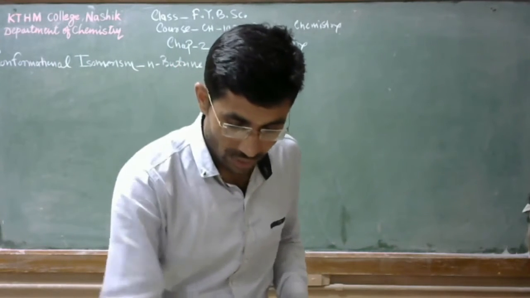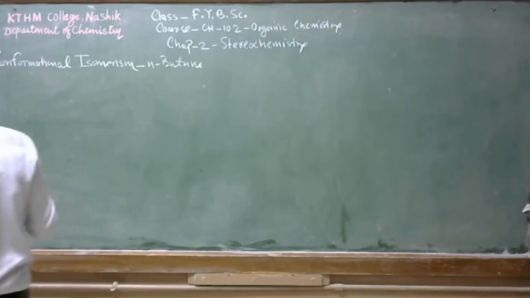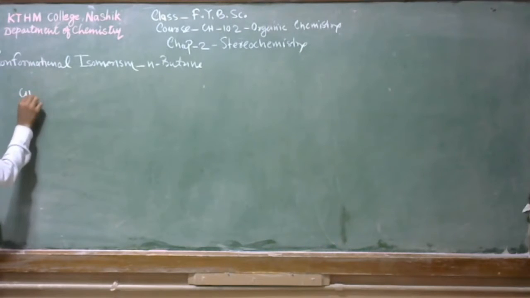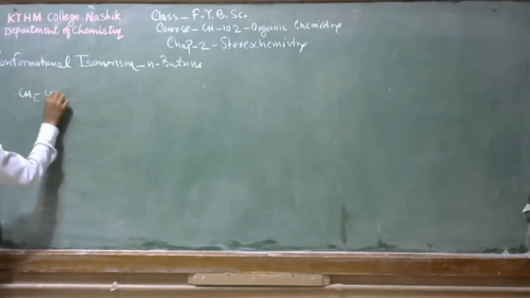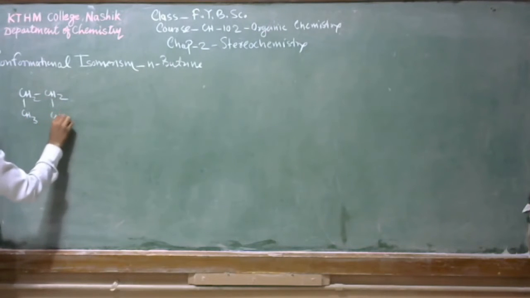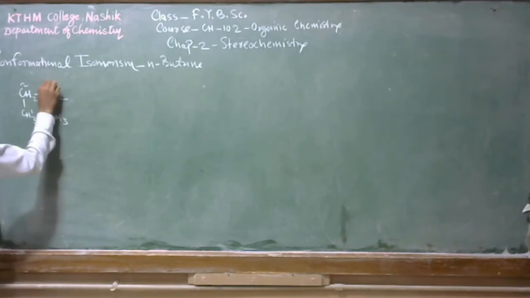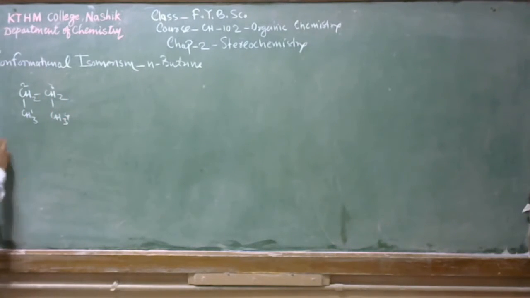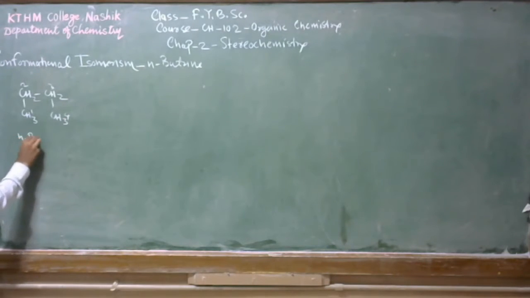So if you consider the n-butane molecule, CH3, CH2, CH2 and CH3. So 1, 2, 3 and 4 carbons. Okay. This is the n-butane molecule.